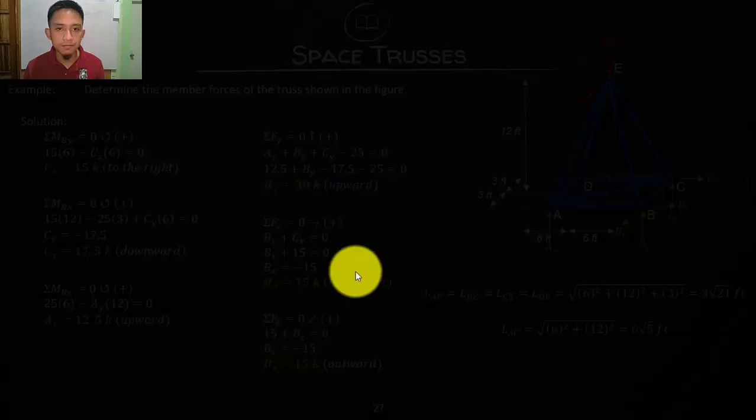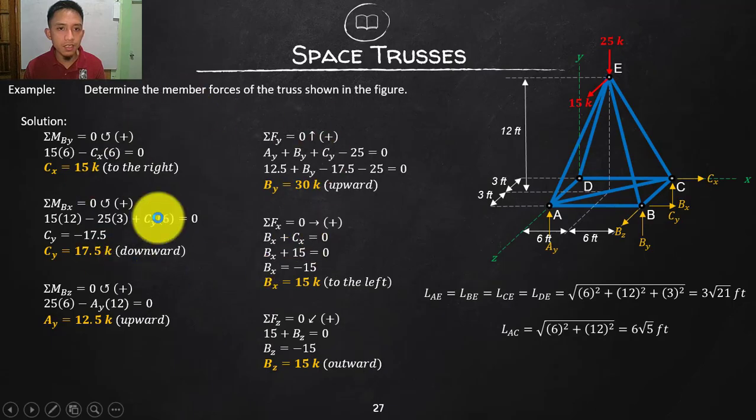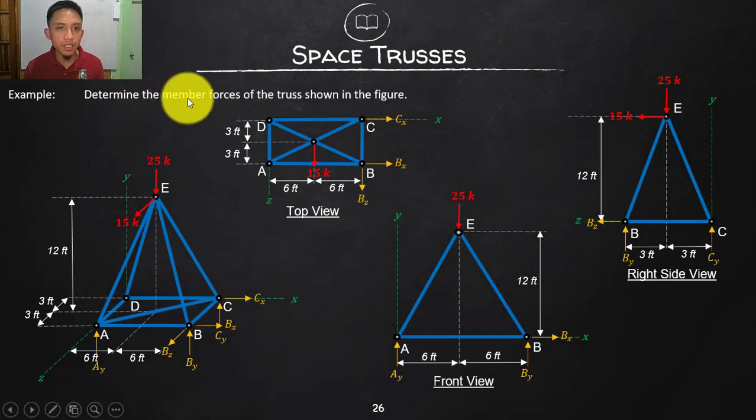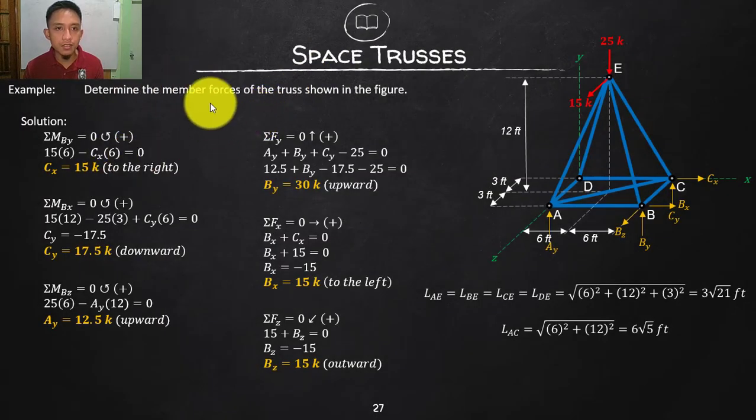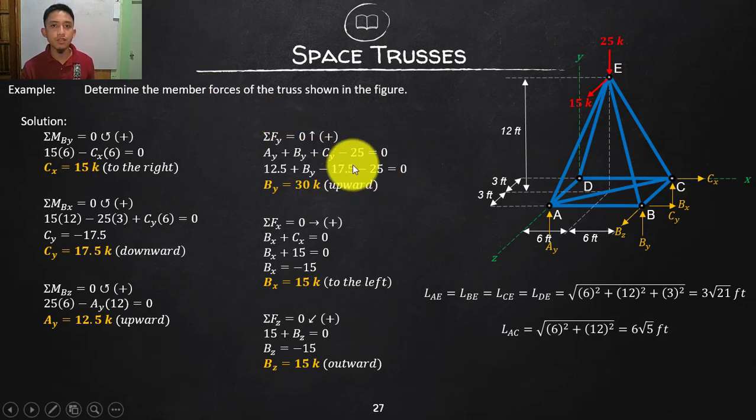By the way, what is required by the problem is to determine the member forces of these trusses, or of this space truss. And of course, to get to the member forces, we need first to solve the reactions. That is important.